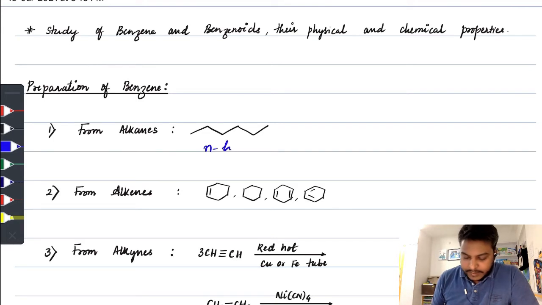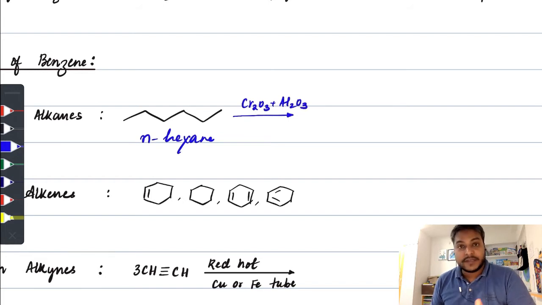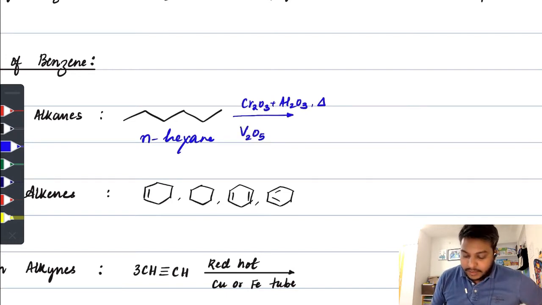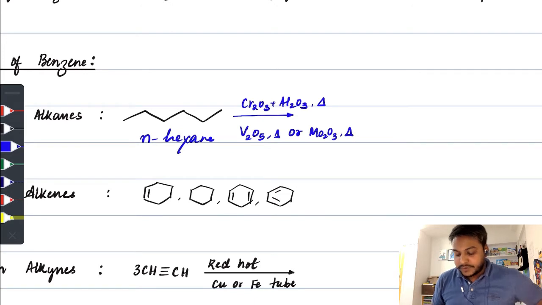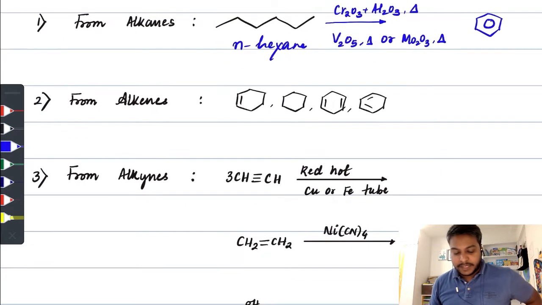If we take N-hexane, you can see I have already written N-hexane here. N-hexane on reacting with a Cr2O3 and Al2O3 mixture, a strong oxide mixture where you have to heat pretty hard, or we can use vanadium pentoxide and heat, or we can also use molybdenum oxide and heat. In the presence of any of these, we shall get benzene. You just have to remember that as a reaction. Don't worry about the mechanism for this part.